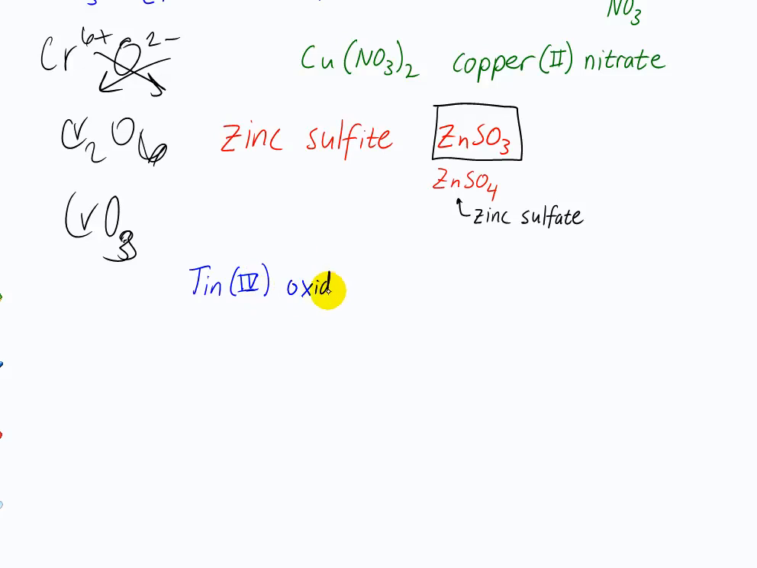tin 4 oxide. And actually, I did this wrong. Everybody pay attention to this for a second. Make sure that you always start the names of chemicals with a lowercase letter, unless they're at the beginning of sentences. Elements, compounds, any of that kind of stuff, chemicals, they're not proper nouns, so we don't capitalize them. Tin 4 oxide. What is Ti? Yeah, titanium.